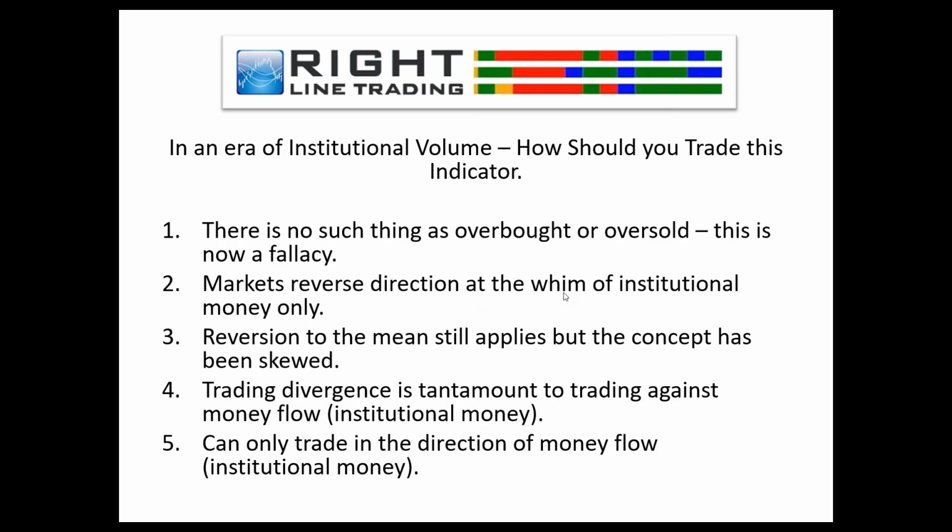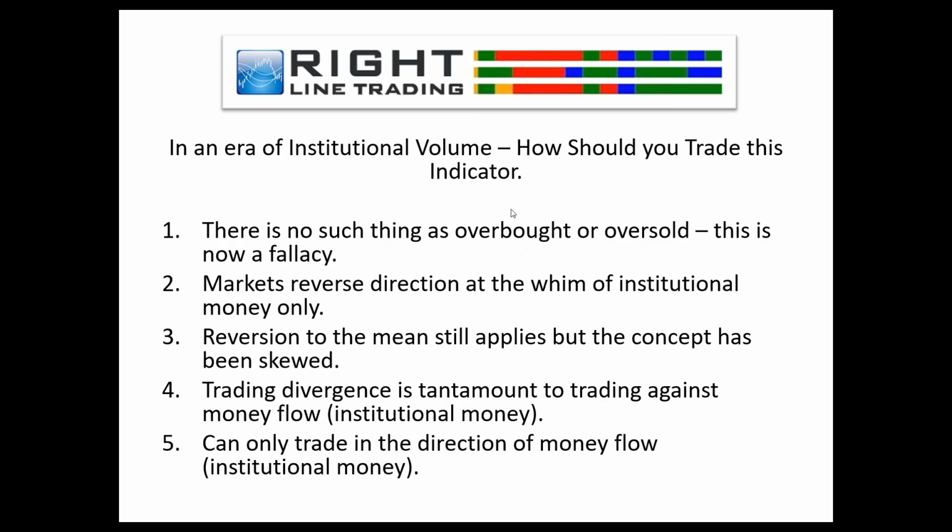Markets are going to reverse direction totally at the whim of institutional money. Now, there's always going to be the mathematical axiom that price is always going to want to revert to the mean, and it still applies, and it applies strongly. But the concept has been skewed, because there will not be a reversion to the mean until institutional money steps aside. As long as institutional money is driving price up or driving price down, it doesn't make any difference how far from the mean it goes. The farther it goes when institutional money steps aside, the faster it may snap back and head back to the mean. But we can never know when that's going to happen.